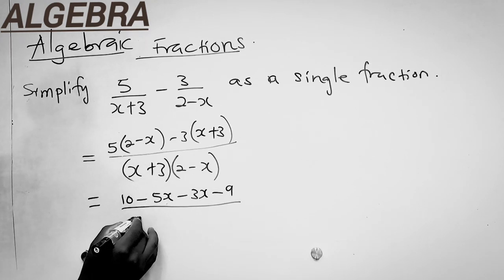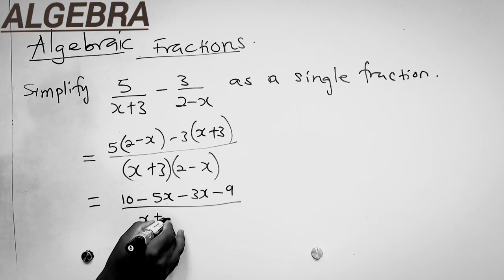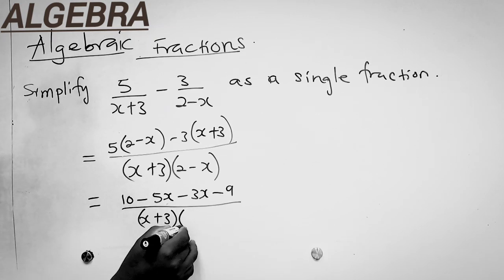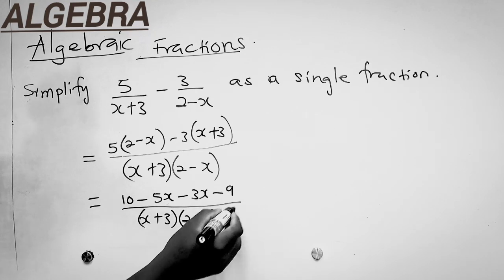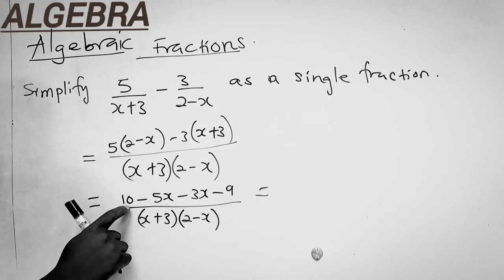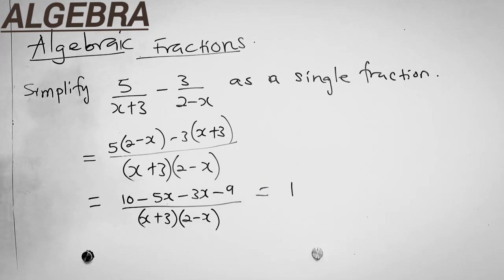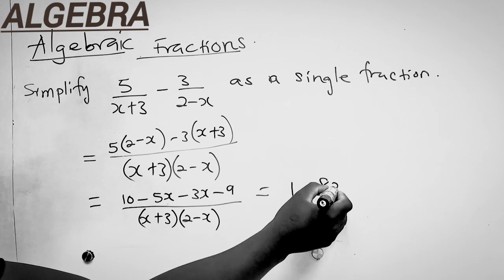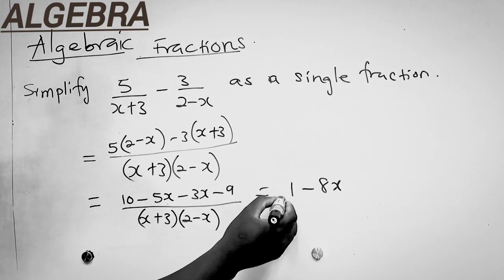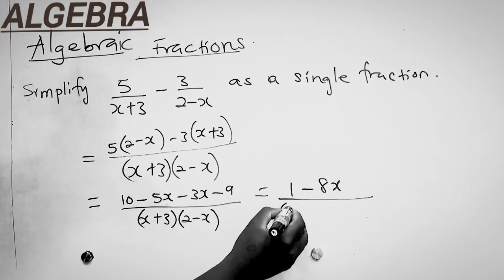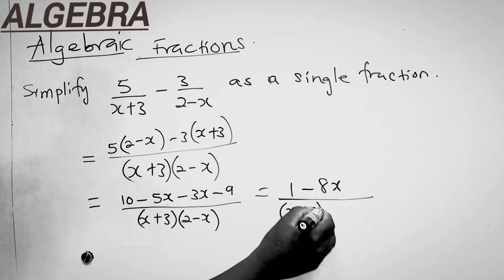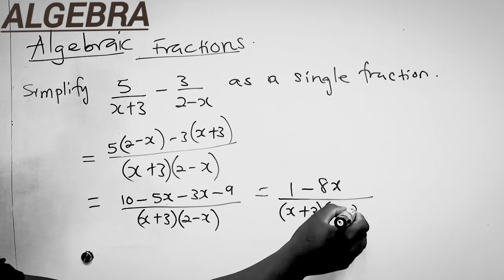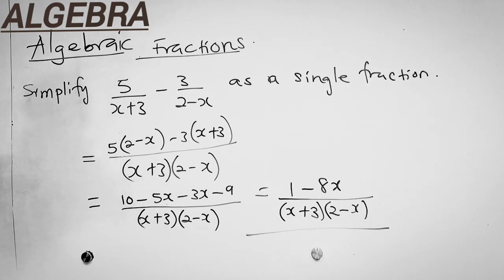You can leave the denominator like that, it is okay: x plus 3, 2 minus x. Then 10 minus 9 is equivalent to 1. Minus 5x minus 3x is equal to minus 8x. So we have 1 minus 8x over x plus 3, 2 minus x. So this one is now expressed as a single fraction.